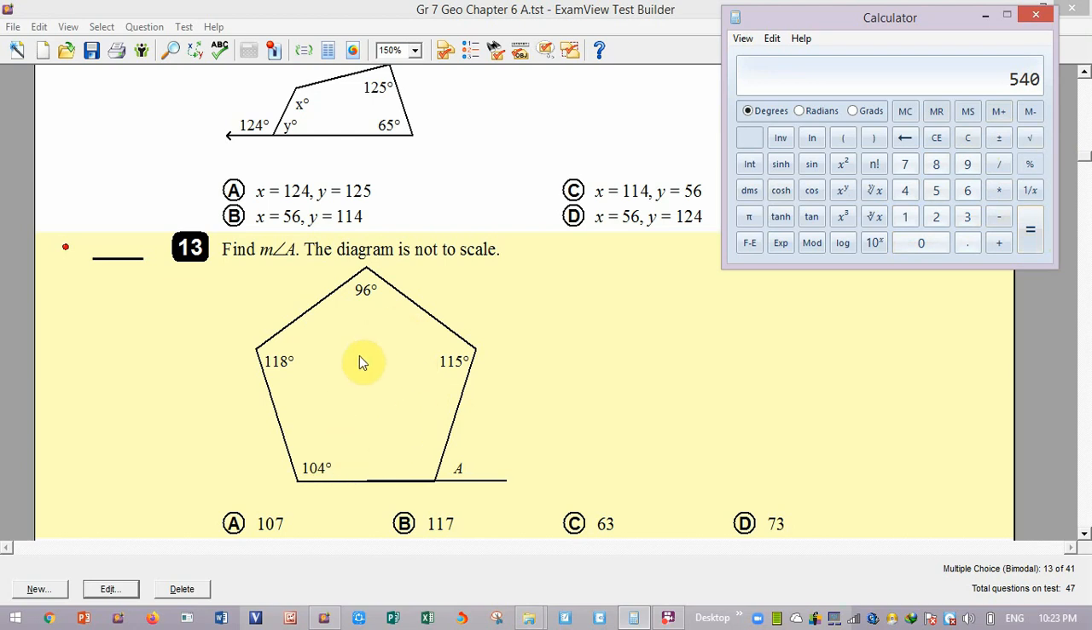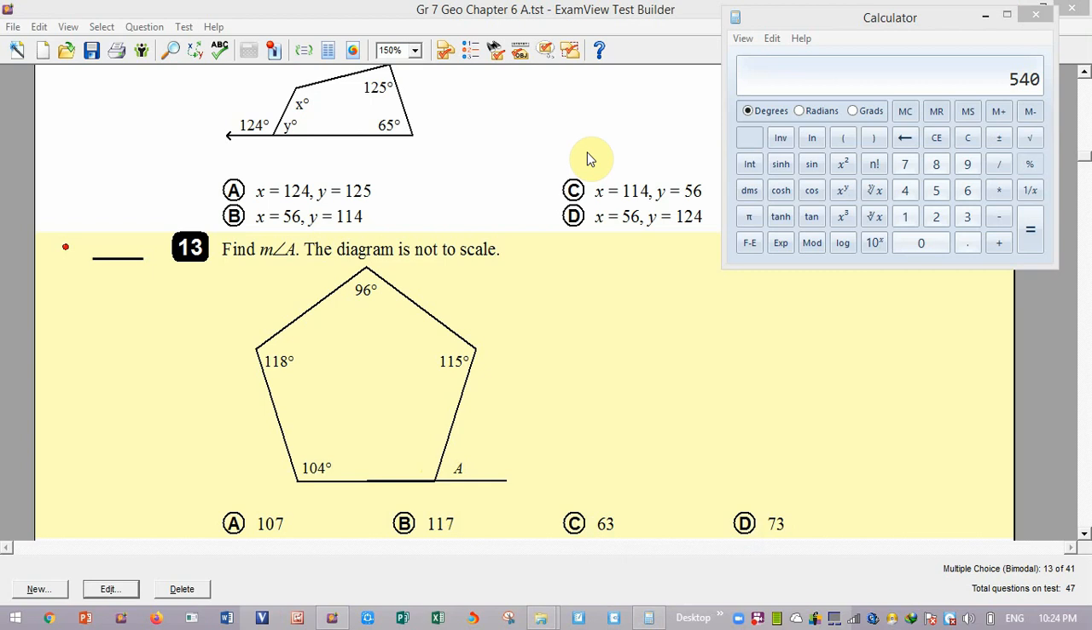Okay? Then subtract 540 minus the sum of 115, 96, 118 and 104 to get this angle adjacent to A. It will be 107. Then this angle is 107. What about angle A? 180, straight angle, minus 107 is 73. Then the answer is D.